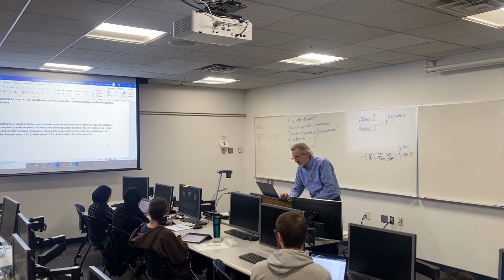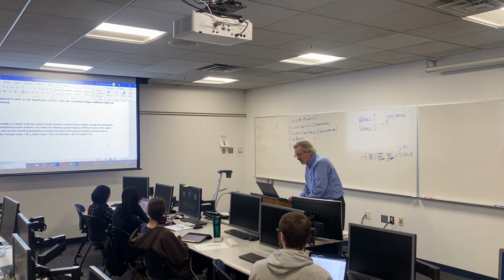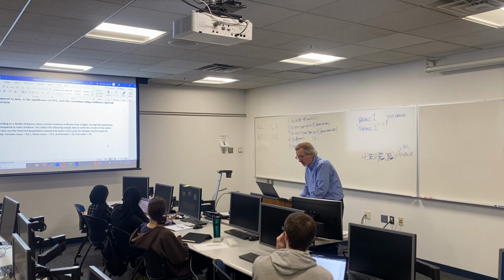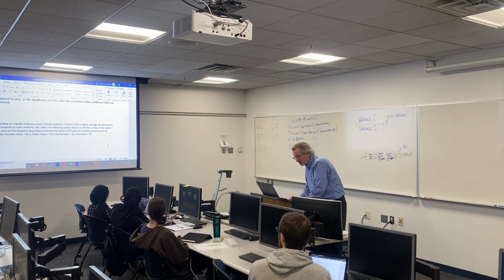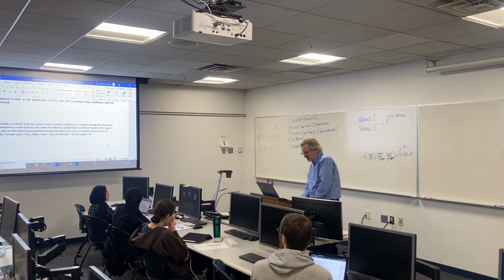According to a health report in Boston, female residents in Boston have a higher average life expectancy as compared to male residents. You collect the following sample data to verify the results of this report. You also use historical population standard deviation, 8.2 years for females and 8.6 years for males. Female mean is 82.1, male mean is 76.2. Number of females is 32, number of males is 34.